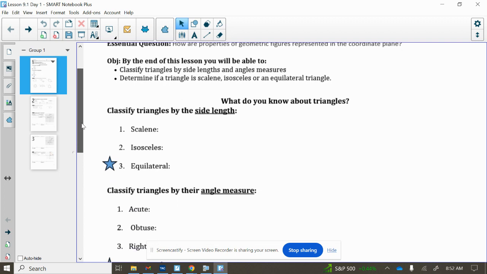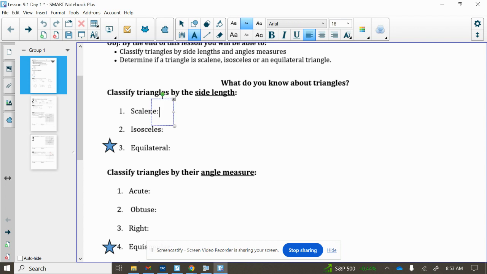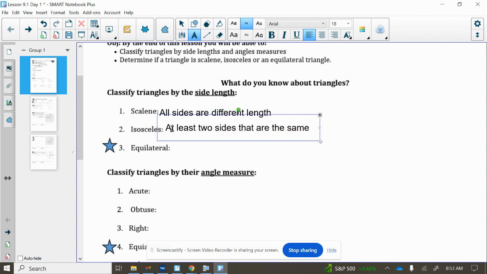Today's lesson is going to talk about triangles on the coordinate plane. So we first want to review what we know about triangles being classified based on their side lengths and their angle measures. A reminder, we have for instance a scalene triangle, which is a triangle where all sides are different lengths. An isosceles triangle is a triangle that has at least two sides that are the same length.